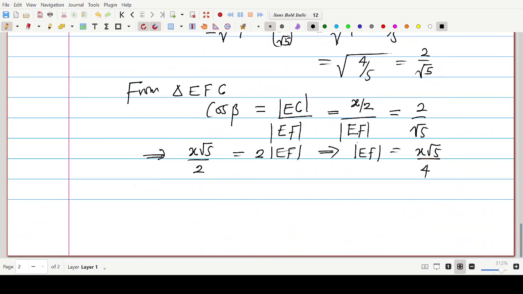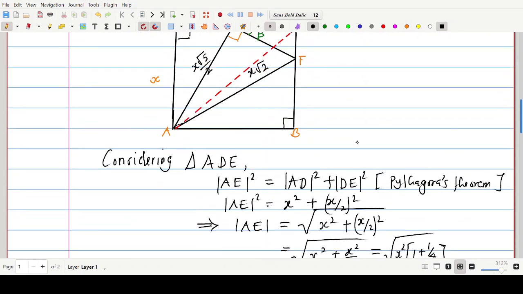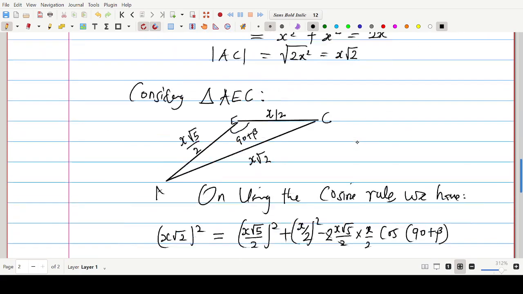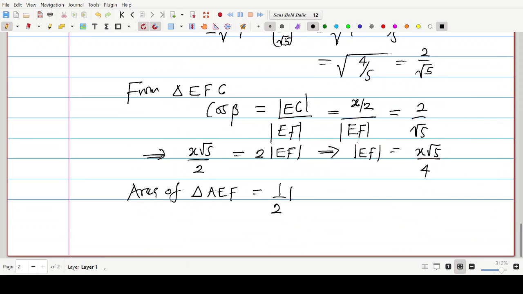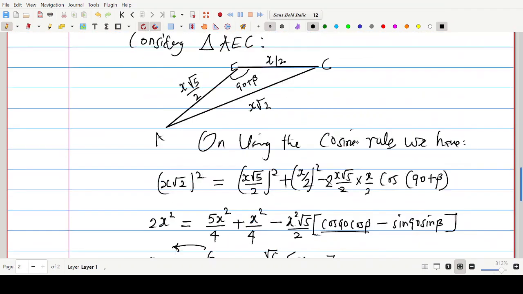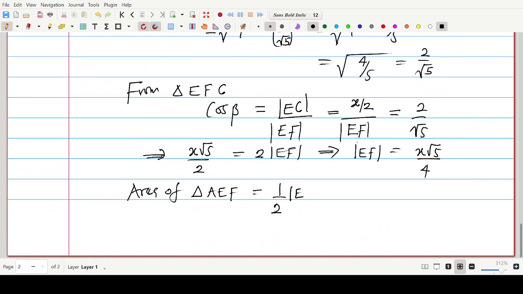So area of triangle AEF is equal to half of the base. Now we can consider EF as the base and AE as the height. So we have it as half, EF is the base, multiplied by AE. All right.